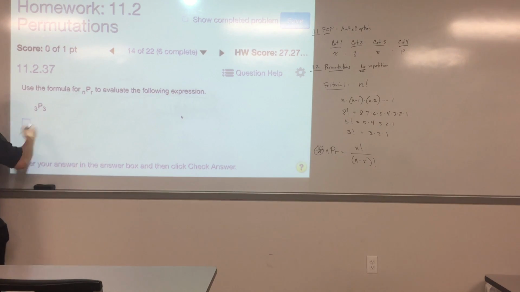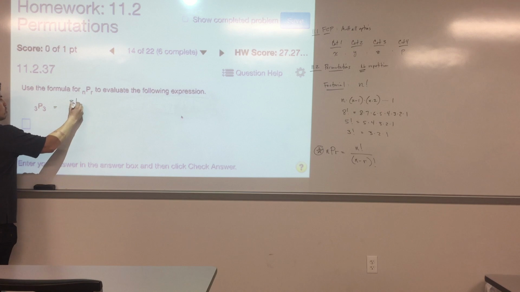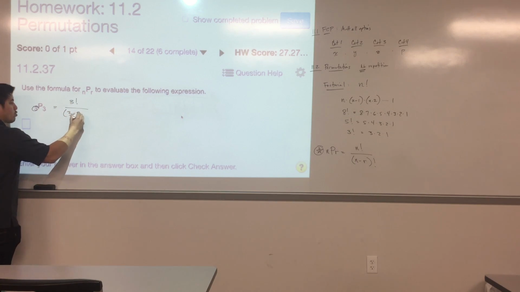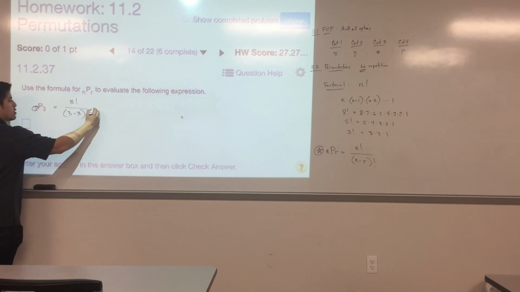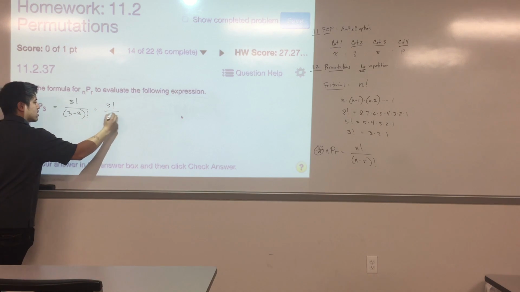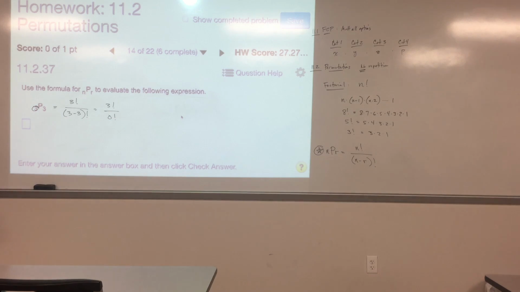Okay, what's 3P3? 3 factorial over 3 minus 3 factorial. What's that? 3 factorial over 0 factorial. What's that? 0? It would just be 6. 1.